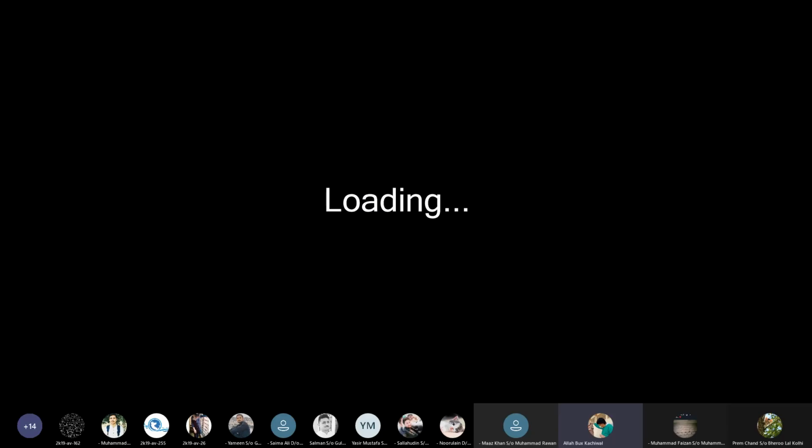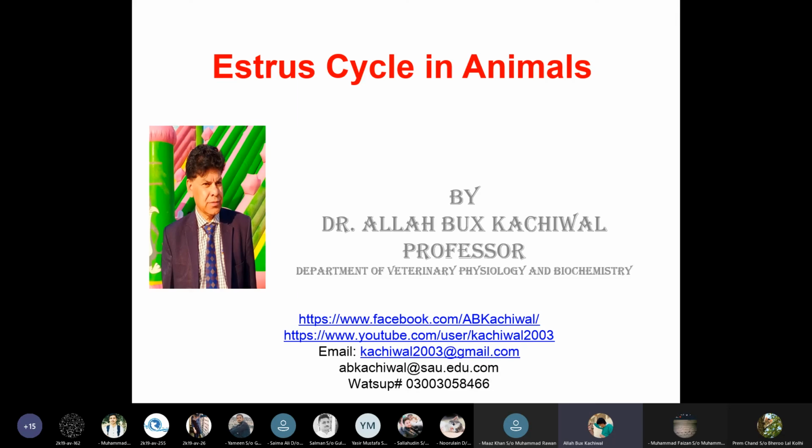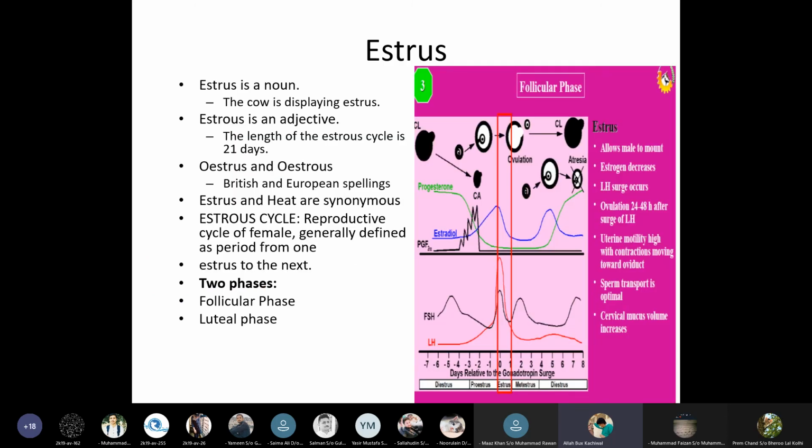Different species, it's from animal to animal. Therefore, we have to discuss the estrous cycle of different types of animals. The estrous cycle is also present in all the animals and all the different species, with variations. So we will talk about how the estrous cycle is performed from animal to animal.